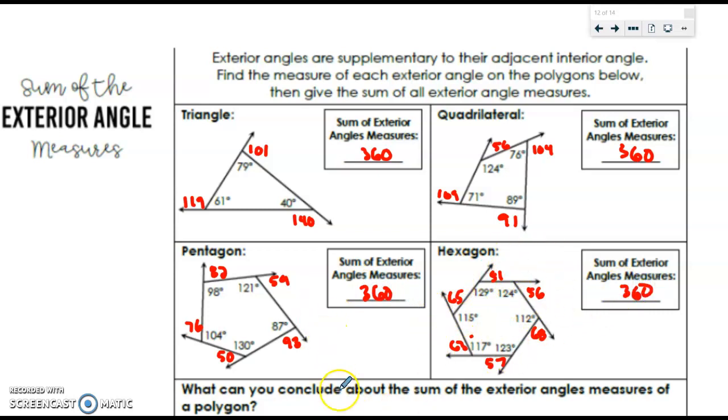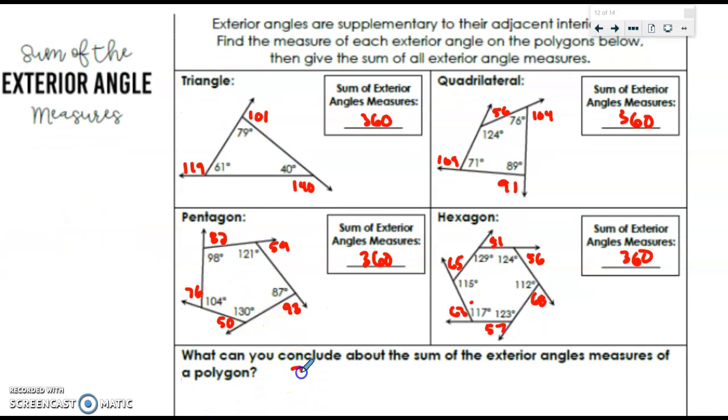So what can you conclude about the sum of exterior angles? Well, they are always going to be 360 degrees, which is a cool pattern just to notice.